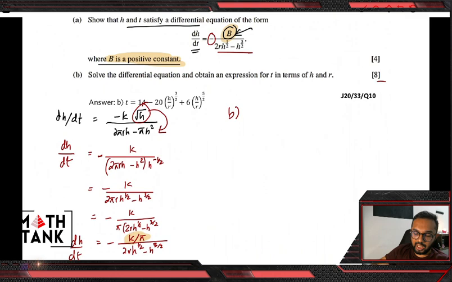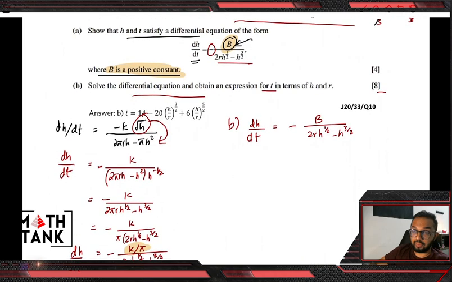Part B is then more challenging. It says solve the differential equation and obtain an expression for t in terms of h and r. So I'm going to start doing that. I'm going to say that I need to integrate. Now, even if I was unable to prove it, I have the expression from here. I really don't need to worry about anything else. It's going to automatically boil down and give me the right answer, even if I've not done part 1 correctly. It's simple. I can move 2r h power half and h power 3 over 2 here, and that's dh and minus b dt.